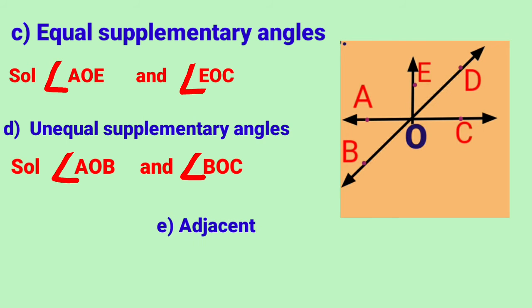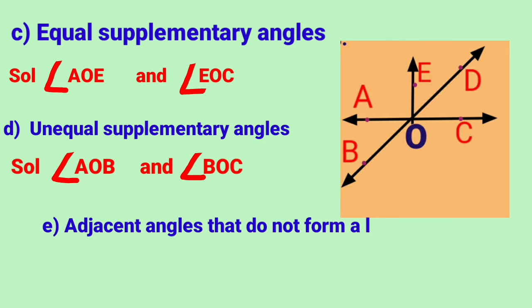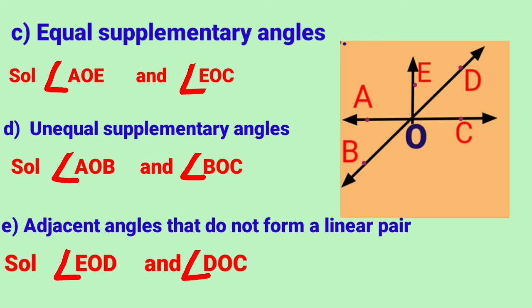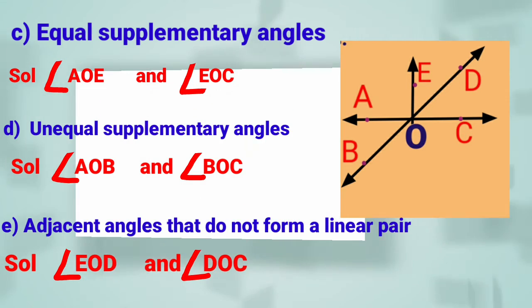Part E, adjacent angles that do not form a linear pair. As we know, what are adjacent angles? They have a common arm, they have a common vertex, and non-common arms, they are on the opposite sides of the common arm. So here we can see angle EOD and angle DOC. They are adjacent angles but they do not form a linear pair.